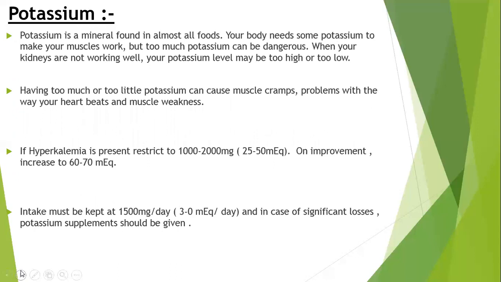Now talking about the potassium. Potassium is a mineral found in almost all foods. Your body needs some potassium to make your muscles work, but too much potassium can be dangerous. When your kidneys are not working well, your potassium level may be too high or too low. Having too much or too little potassium can cause muscle cramps, problems with the way your heart beats, and muscle weakness.